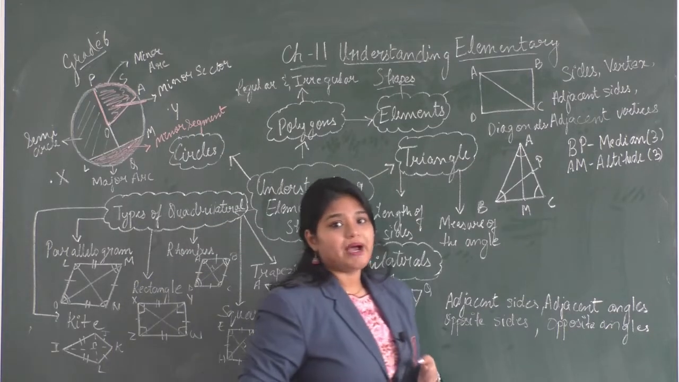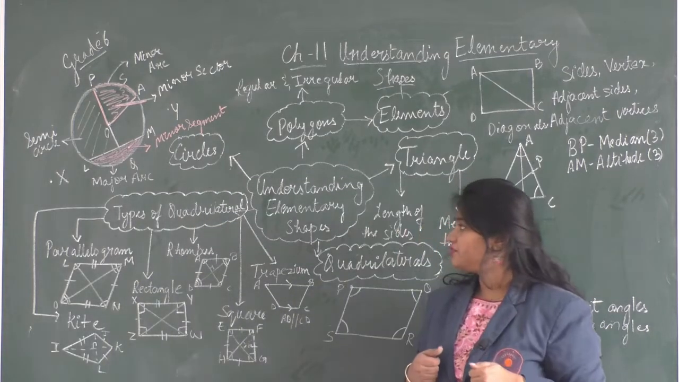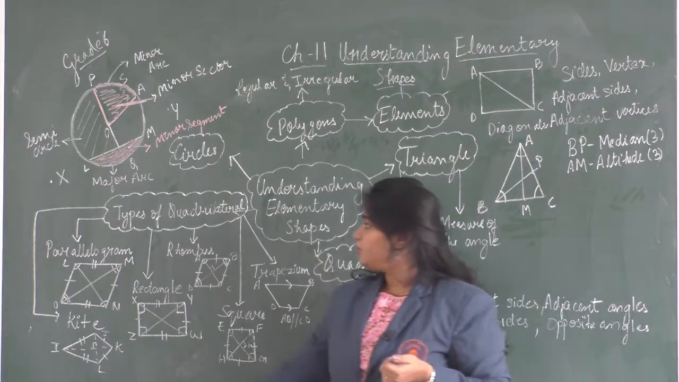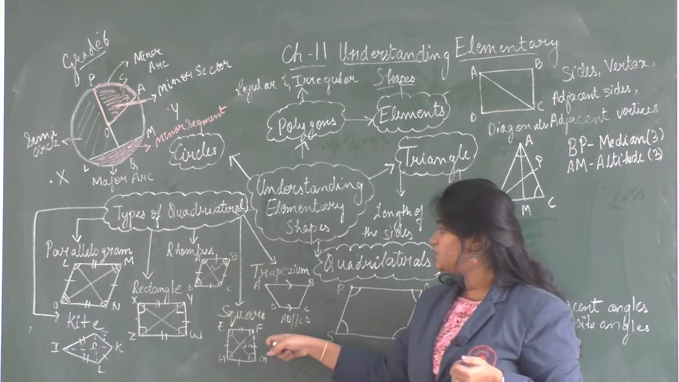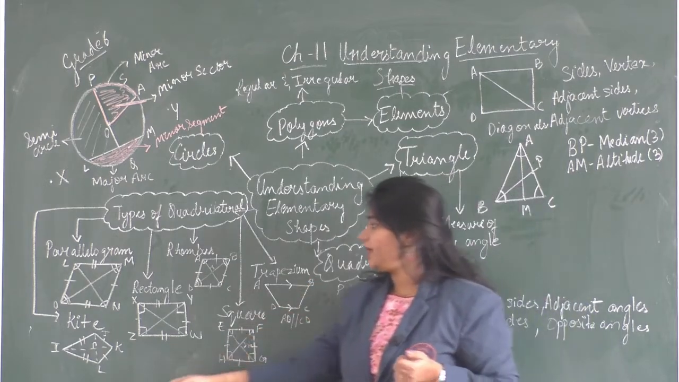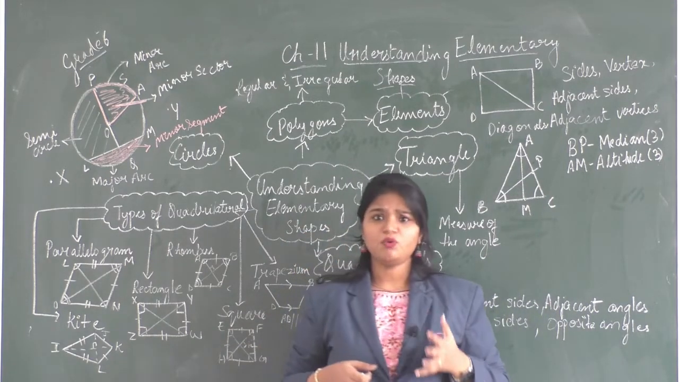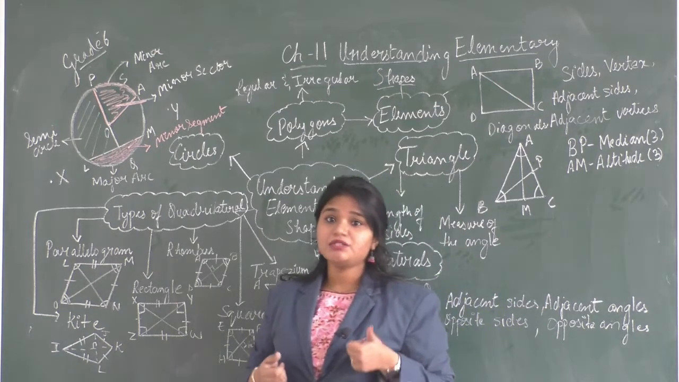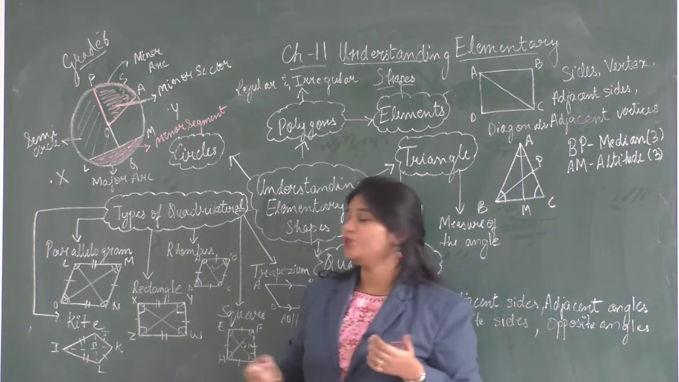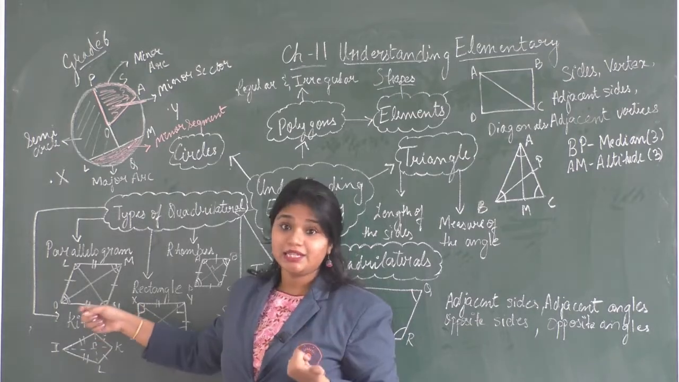Next we learned about types of quadrilaterals. Under that we learned about parallelogram, rectangle, rhombus, square, trapezium and kite. Now what is a parallelogram? A parallelogram is a polygon or a quadrilateral which has opposite sides as equal.